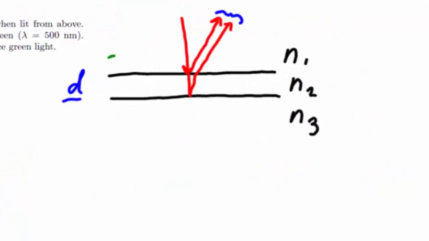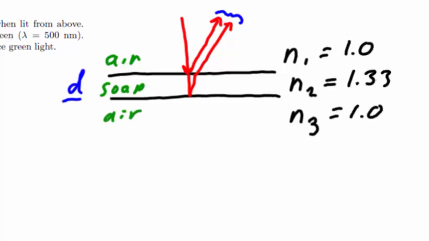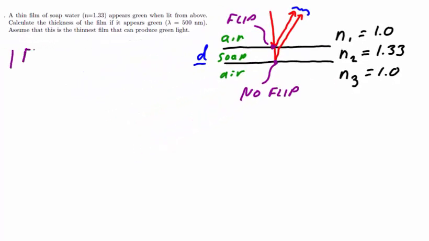In the current problem, we have a soap film, and that means that the three layers are air, soap, and air, meaning that the indices of refraction are 1.0 in both regions with air and 1.33 in the region of the soap film. Investigating the first reflection, we see that since we are in air and we are bouncing off of soap, there will be a flip at this surface. However, at the second surface, the light is in soap, and we are reflecting off of air, and that means the second surface results in no flip. This is one flip total, and 1 is an odd number of flips.